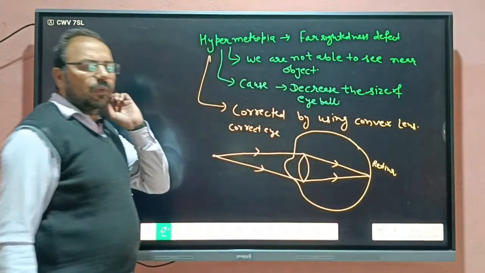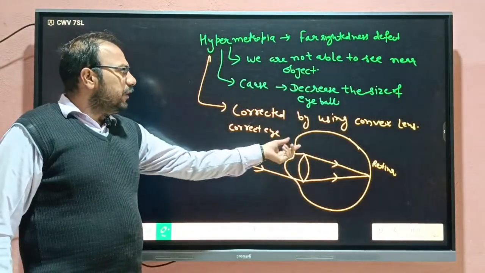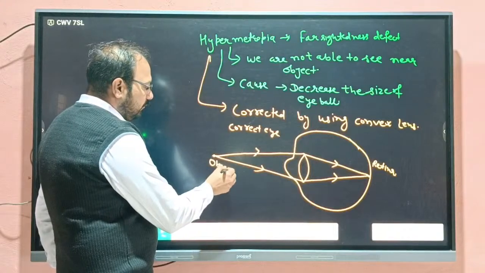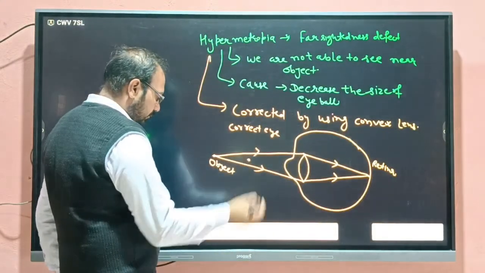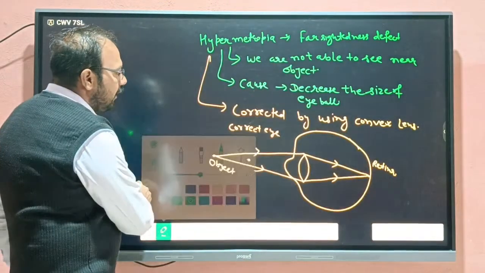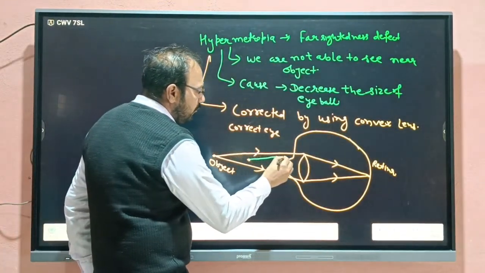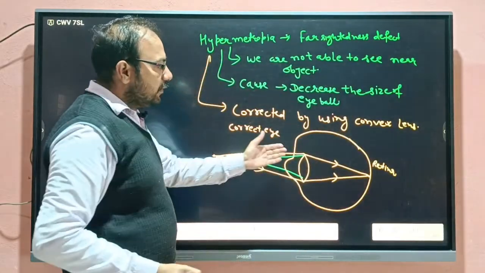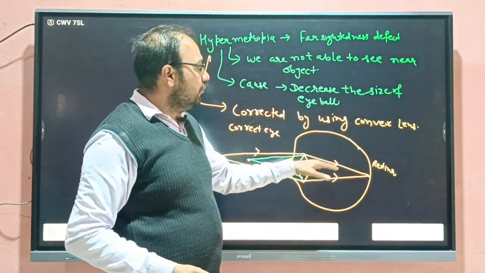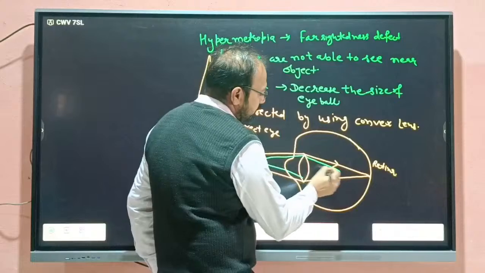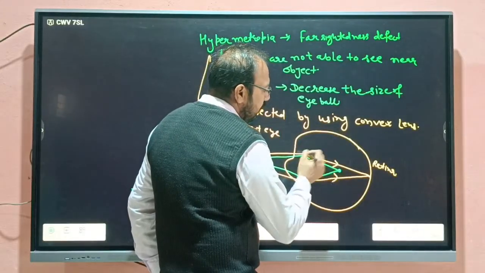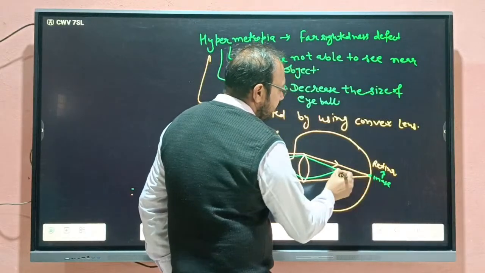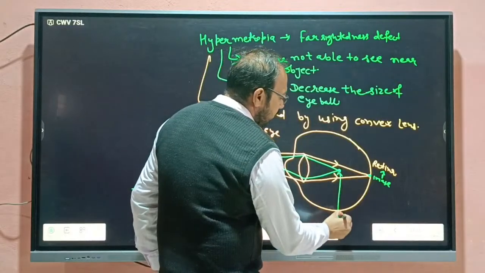But what happens due to the weakness of the ciliary muscles? This object appears here, for example. These lights come from this point like this, and they make an image in the vitreous gel, for example here. So this is the image. The image should be at the retina, but this image is in the vitreous gel.